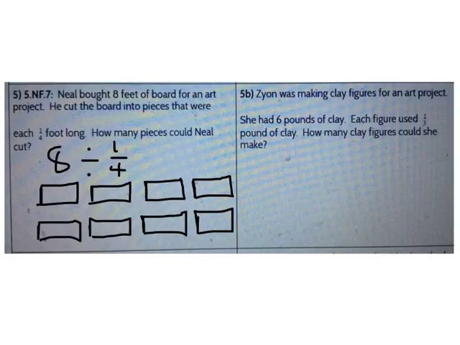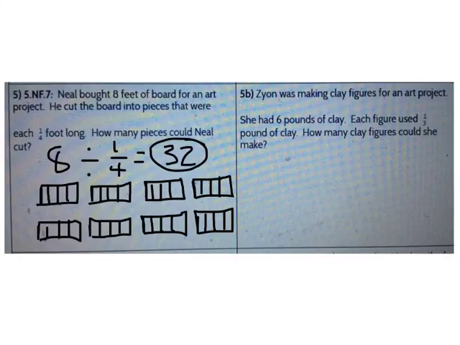How many pieces should I cut each hole into? I should cut each hole into 4 pieces for fourths. Now, how many pieces could Neil cut? How many fourths are inside of 8? Well, there are 32 pieces.